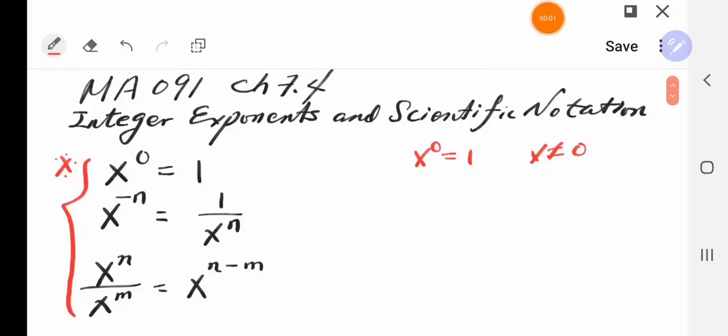Chapter 7.4 Integer Exponents and Scientific Notation. Okay, there are more properties related to integer exponents.